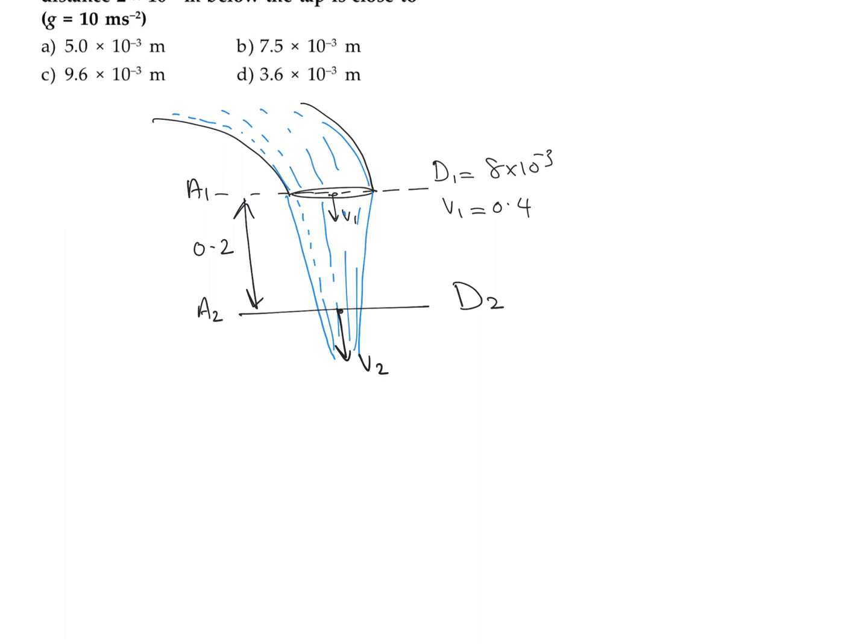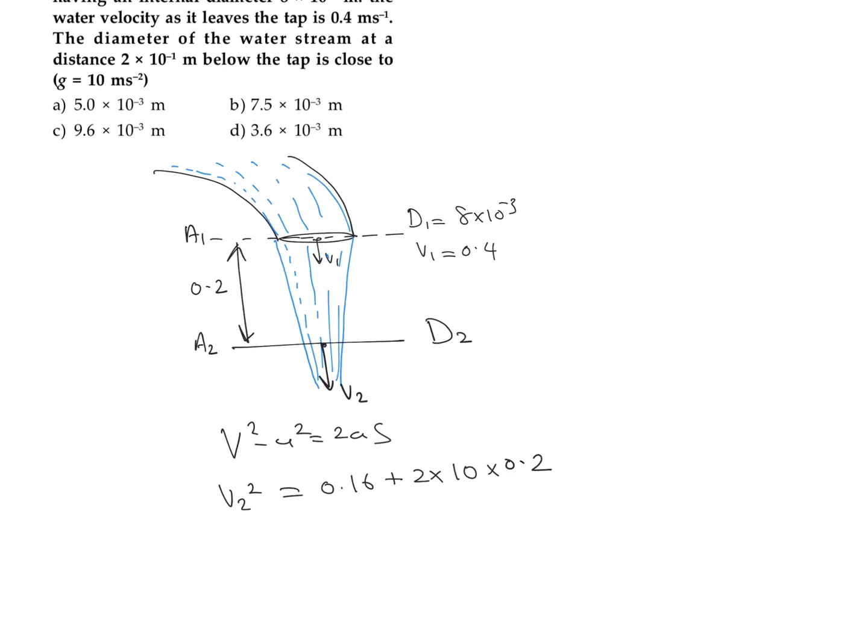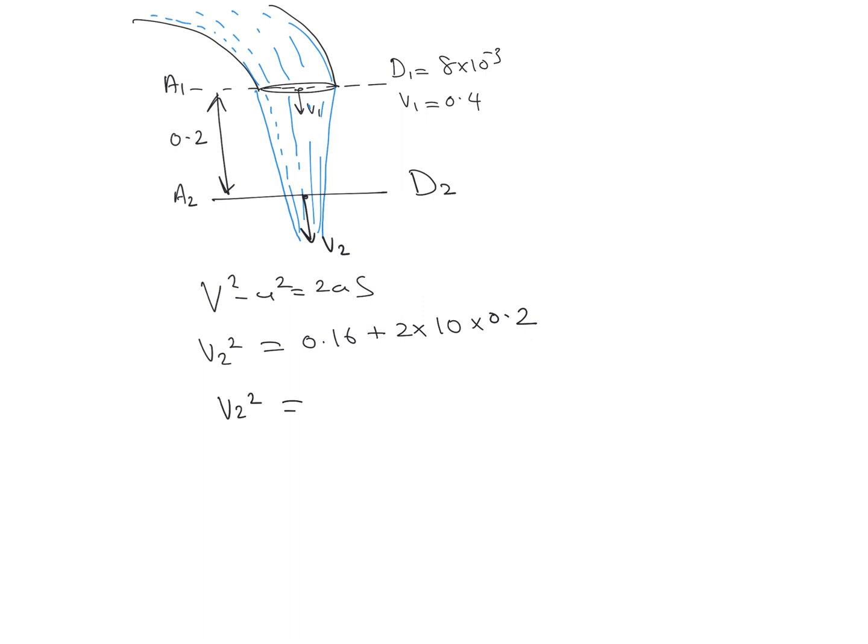For that purpose, we should first know the value of v2. We can find v2 by using the normal kinematics equation, v square minus u square is equal to 2 a s. Over here, final velocity v2 square is equal to u square plus 2as, and u square is 0.4 square, that is 0.16, plus 2 into a, the acceleration due to gravity, which we take as 10, into displacement 0.2. So v2 square is equal to 0.16 plus 4, or v2 square is equal to 4.16.